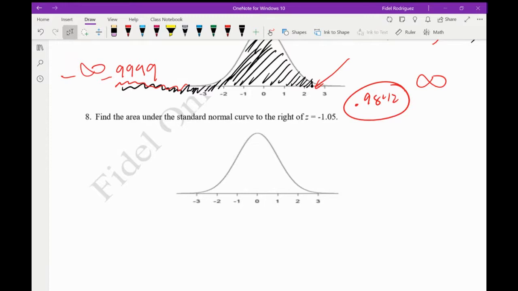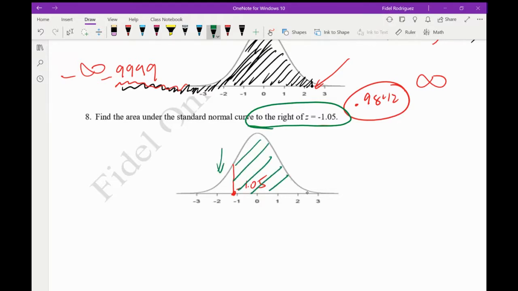Now for number 8, it says, find the area under the standard normal curve to the right of z equals negative 1.05. So negative 1.05 is just barely to the left of negative 1. But the problem is telling me we're looking for the area to the right of this number. So I'm not looking for the area here. I'm actually looking for the area all the way over here. Remember we said this was a negative infinity and over here was a positive infinity.